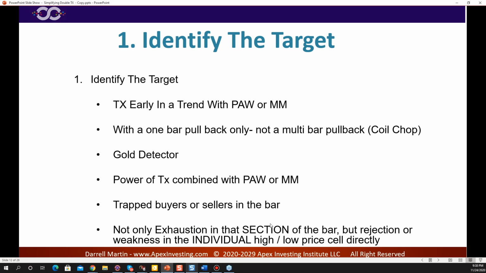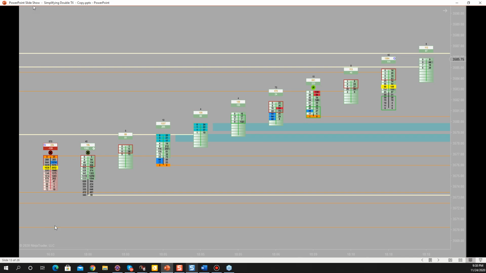But not only are we going to look for exhaustion in that whole section of the bar, because exhaustion is about several price areas of a bar, we want to add in rejection and weakness at an individual price level at the high or low of that price cell of that bar, with a Paul print or a mini magnet. What does that mean? Well, we know what a mini magnet is. It's that white line that's created when there's order rejection down there at that bottom price point.